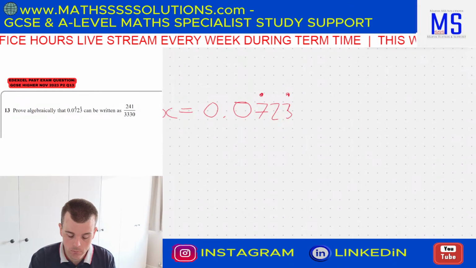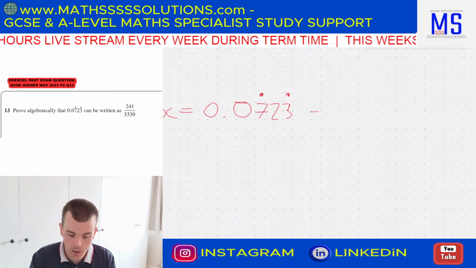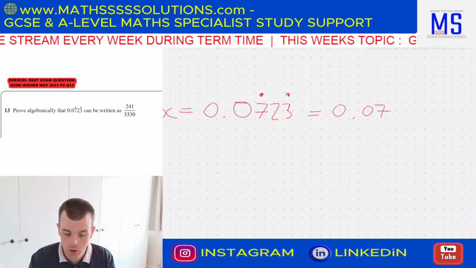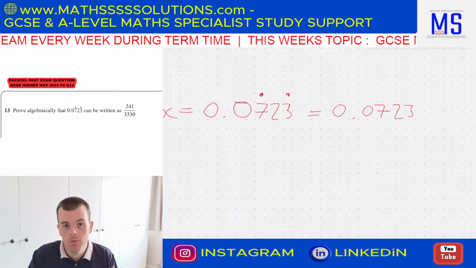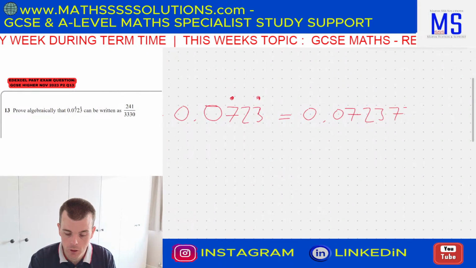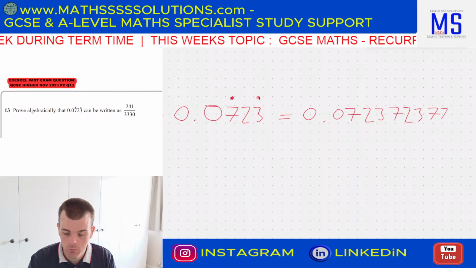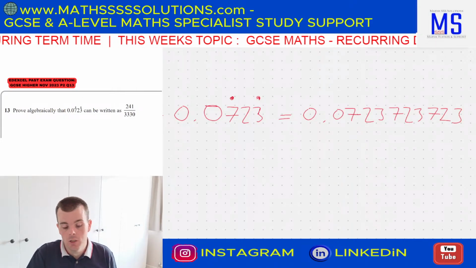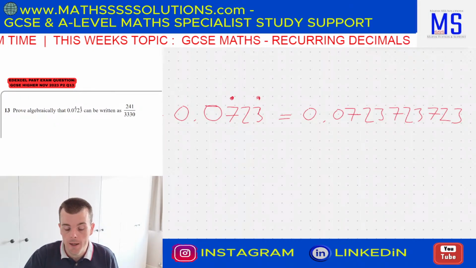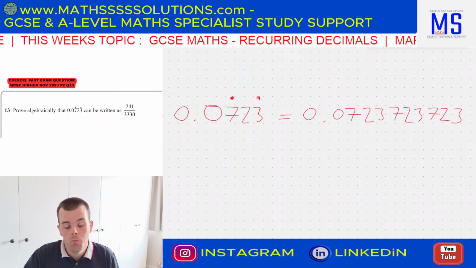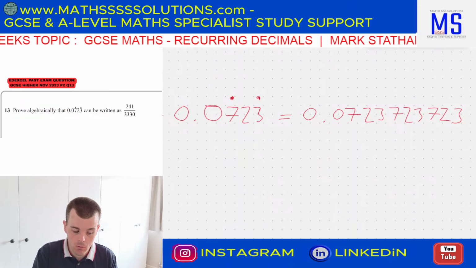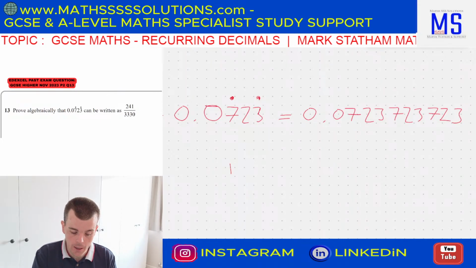So that actually means it's 0.0723, and it's the 7, 2 and the 3 that are repeating. So it'll go 723, 723. Again, just like before, because the recurring part is 3 digits long, you need to move the decimal point 3 times to the right. So that's why I'm going to use 1000x.